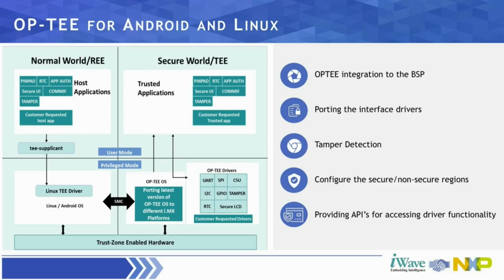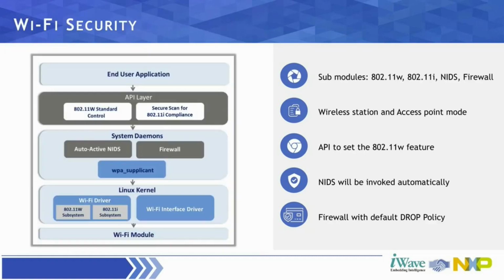Moving on to Wi-Fi security. There are a few key modules in Wi-Fi security, with the IoT device now connected to different components. There is the 802.11w and the 802.11i standard. You have your firewall and the network intrusion detection system, and you have your Linux kernel, which takes care of the access control.